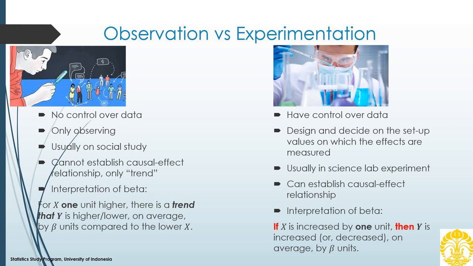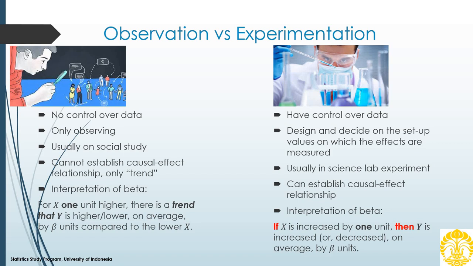This is usually in social studies, and because we are only observing whatever phenomenon we are interested in, we cannot establish a causal effect relationship. We don't set up the value like, okay, if I set this to 50, what will be the measurement in B, and then I change it from 50 to 60, what's the effect on B? We don't do that. So we can't really put a causal effect relationship. The only thing we can do is to talk about the trend that we observe.